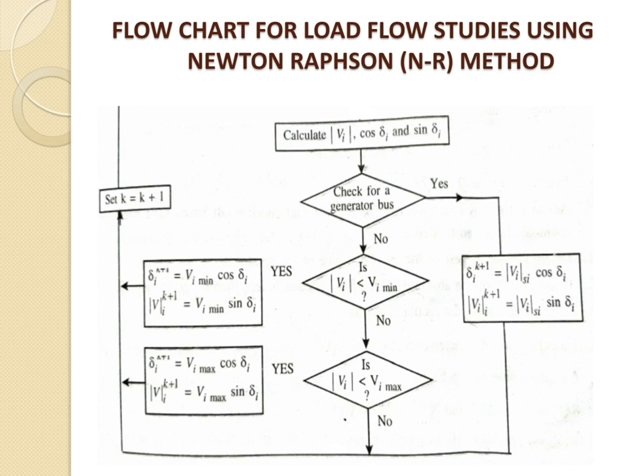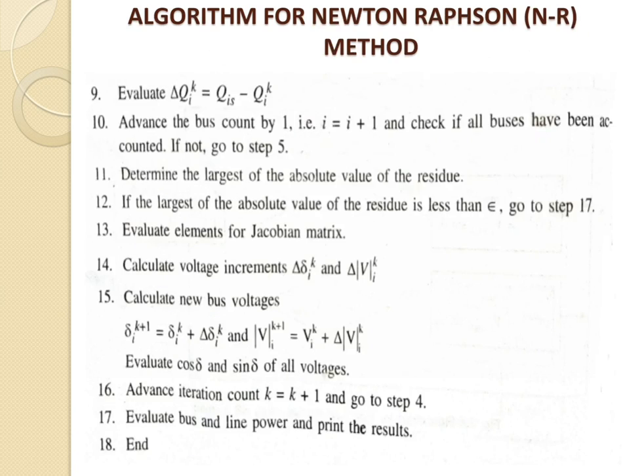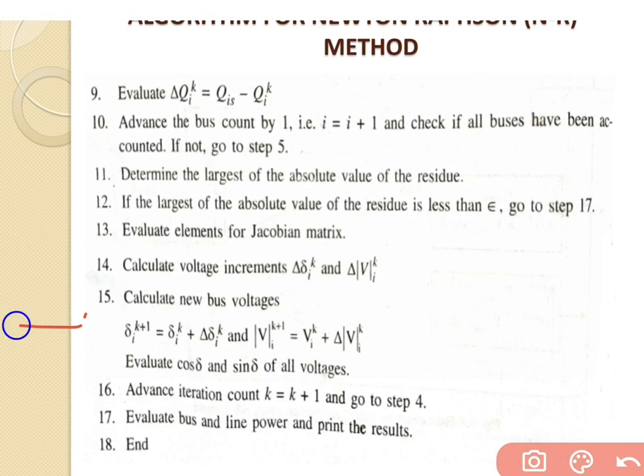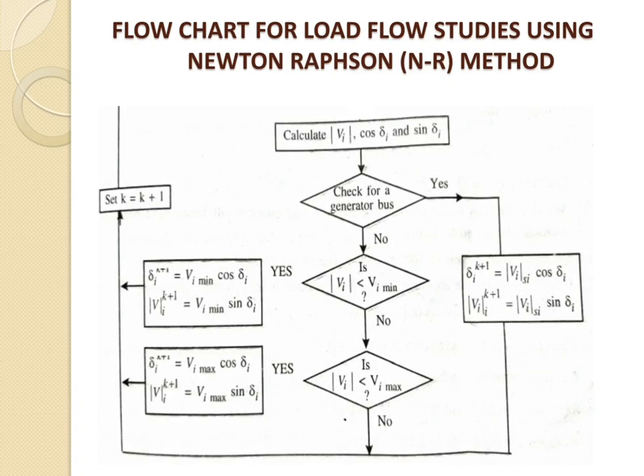Now the next step is to calculate the new bus voltages, that is given by Vi cos delta i and sin delta i. Then after, evaluate the cos delta and sin delta of all the voltages, that is already mentioned in step number 15, mentioned over here. Evaluate the cos delta and sin delta of all the voltages. So that's why we will go for the next step.